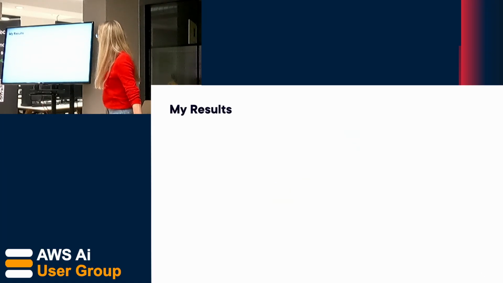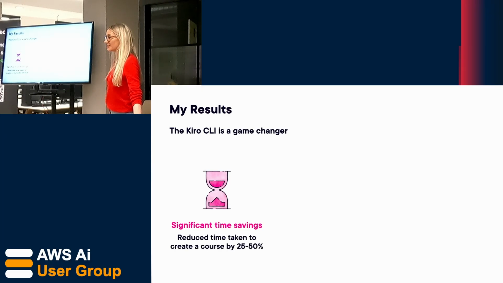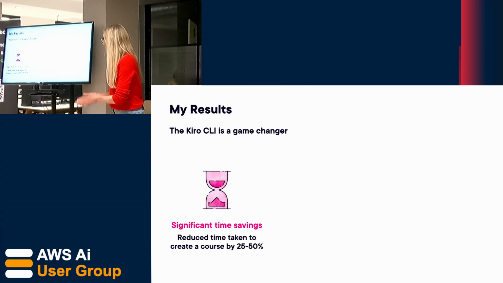So my results from all of this, trying to actually save some time using AI in my role. I really found that the Kiro CLI / Q Developer CLI was a game changer for me, and it has given me significant time savings, reduced my time for course content creation by 25 to 50%.